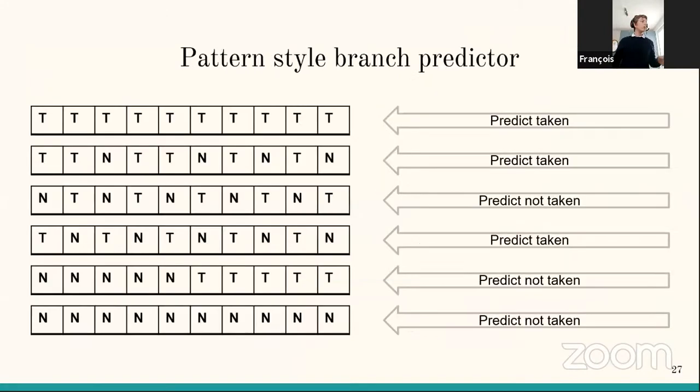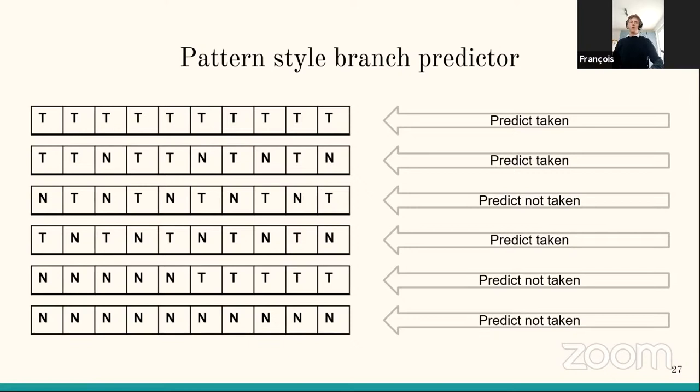So let's have a look at the pattern style branch predictor. Here, assume we have some patterns with the previous history of the branches. For example, the first one is taken, taken, taken, so this branch was always taken, and the processor can predict that the branch will be taken next time. If we take the last one, not taken, not taken, not taken, it's never taken, so the processor can assume the branch will not be taken next. For the third one, not taken, taken, not taken, taken, and so on, the processor could predict that the next branch will not be taken. This is an example of a pattern style branch predictor.